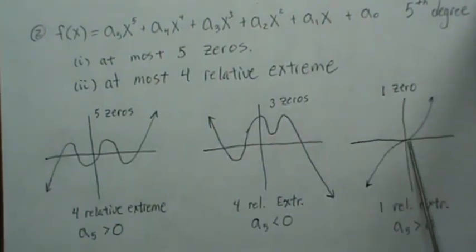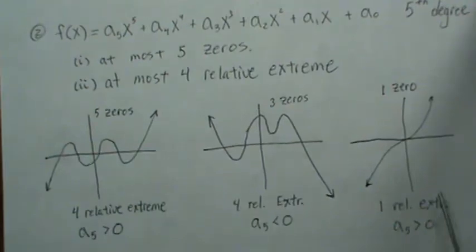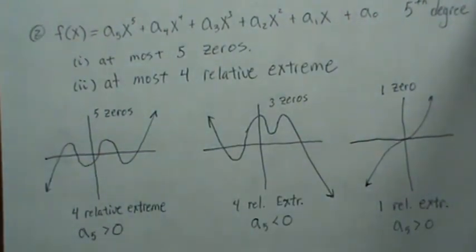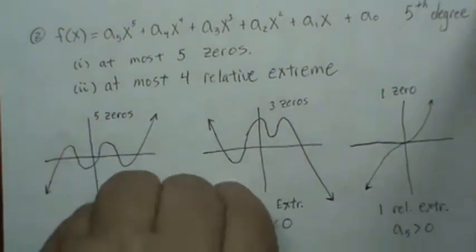It has 1 zero, and it technically has one extreme, which is here. It actually is flat right there and then goes up again. Here the leading coefficient is positive, which tells us what happens at the ends of the graph.